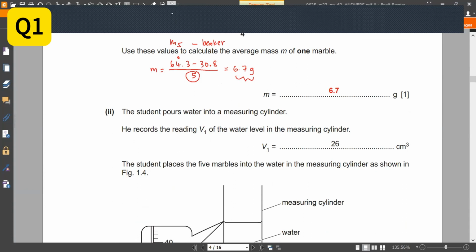The student pours water into a measuring cylinder and records. So we know that for density, we need mass over volume. Up to this point, we already have the information about the mass. Next, we're going to work out the information about the volume. So he records the reading V1 of the water level in the measuring cylinder. We're going to take the reading before and after we put the marbles. The before reading is 26 cm cube.